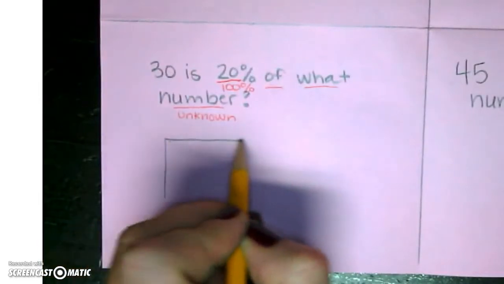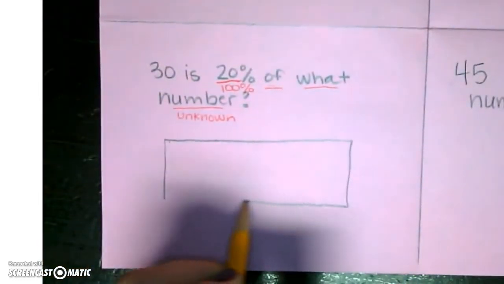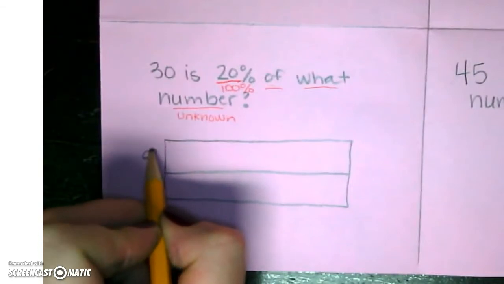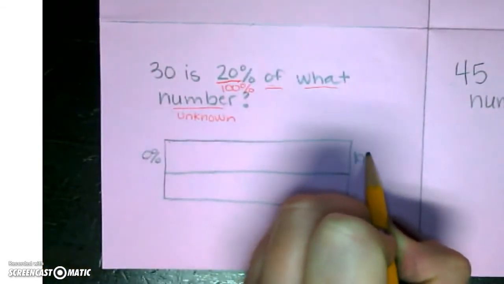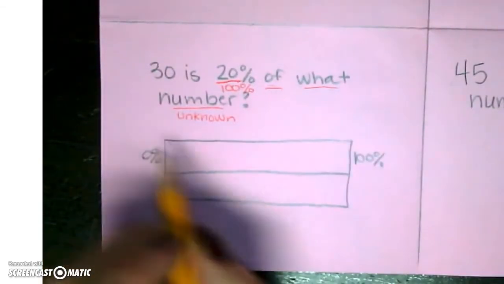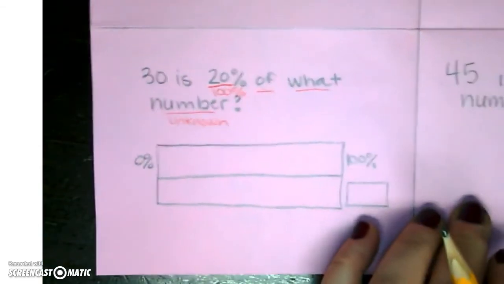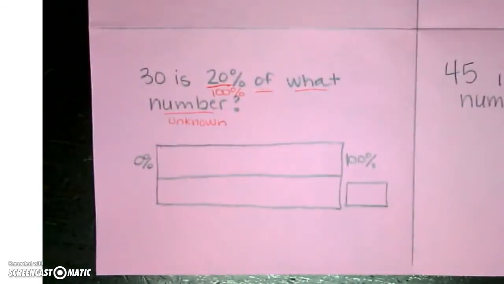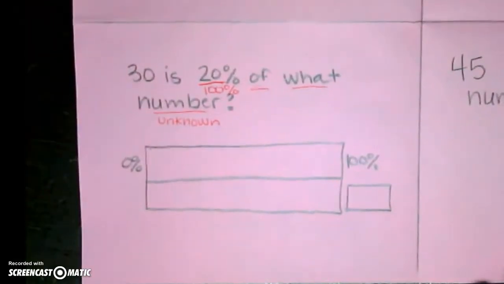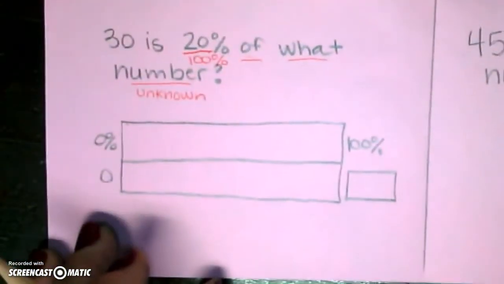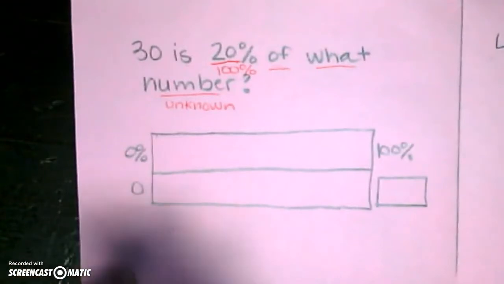And here's my model. The top portion represents percent, all the way from 0 to 100. The bottom portion represents my number. Right now the whole number is my unknown value. But I do know that 0% of any number will always equal 0.